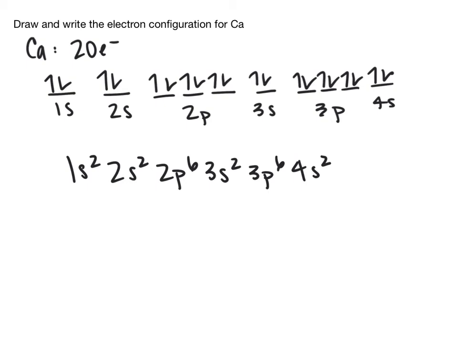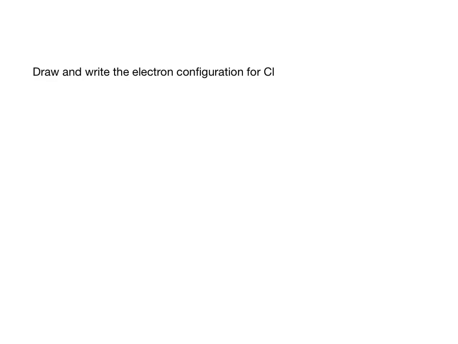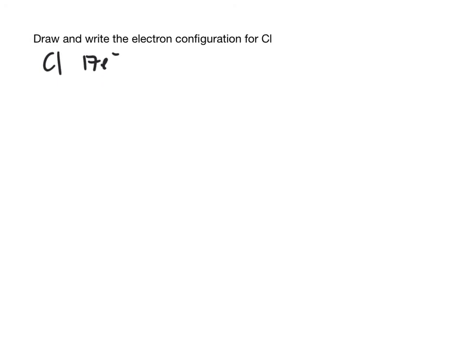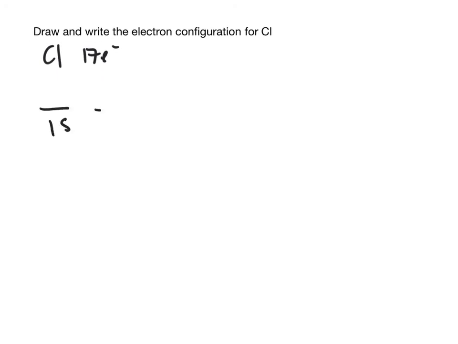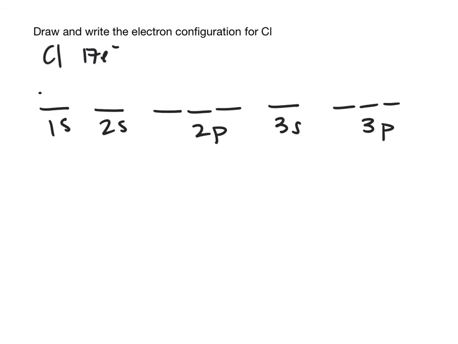So in this case, it's not necessarily a trick, but the objective is to remember the order in which the orbitals fill, and then you can count the electrons. So what about for chlorine? Chlorine has 17 electrons. And so we have the 1s, 2s, 2p, 3s, 3p, and we count 1 through 17.